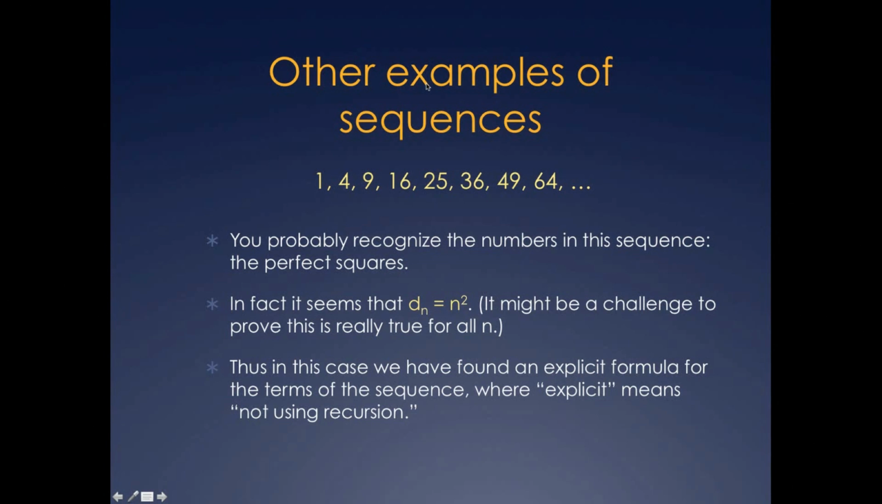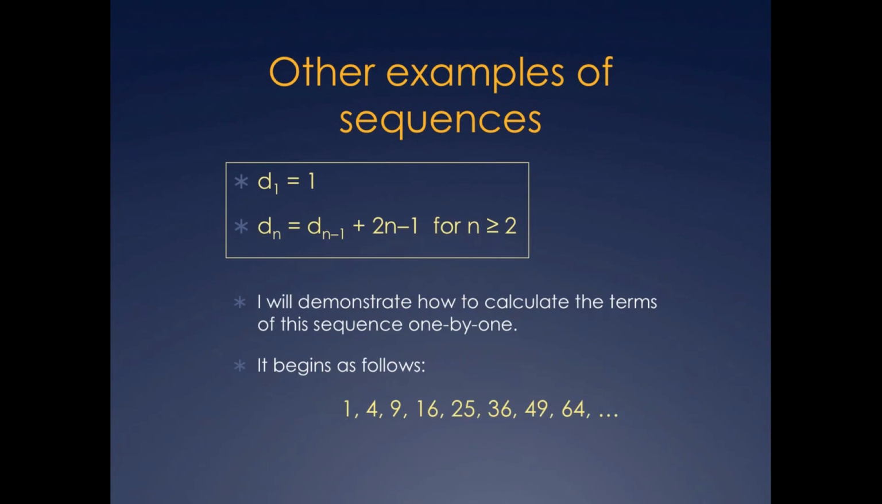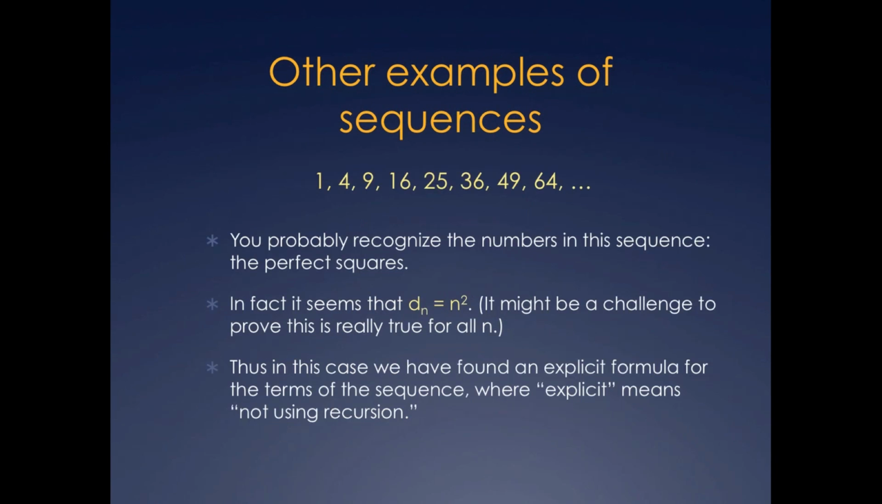What I want to point out is we started with a recursive definition for our sequence. That is to say, a definition that told us how to compute a term by looking at previous terms. But now it seems we've come up with what we would call an explicit formula. That is to say, a formula that would allow us to compute a term of the sequence without recursion, okay, without looking back at previous terms.